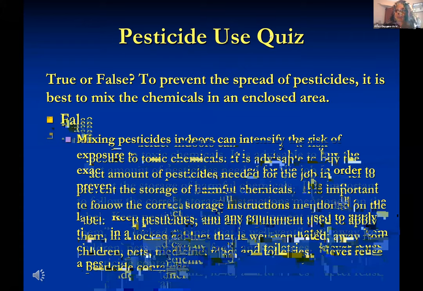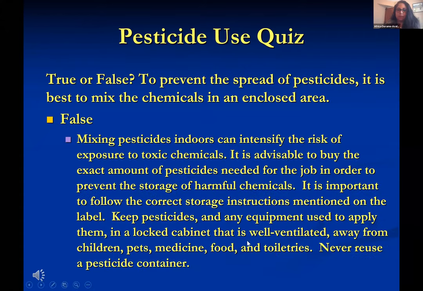It is advisable to buy the exact amount of pesticides needed for the job in order to prevent the storage of harmful chemicals. It is also important to find the correct storage instructions mentioned on the label. Keep pesticides and any equipment used to apply them in a locked cabinet that is well ventilated, away from children, pets, medicine, food, and other toiletries. Never reuse a pesticide container.